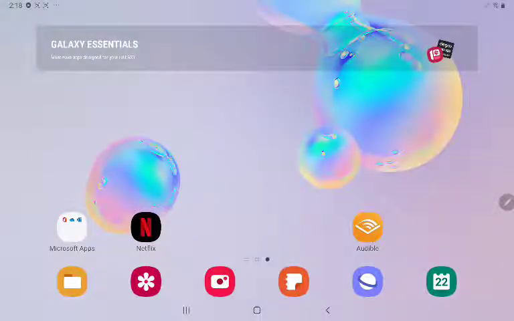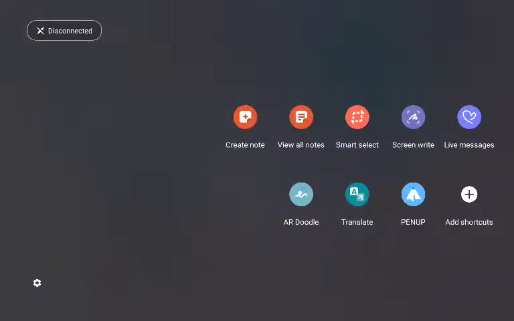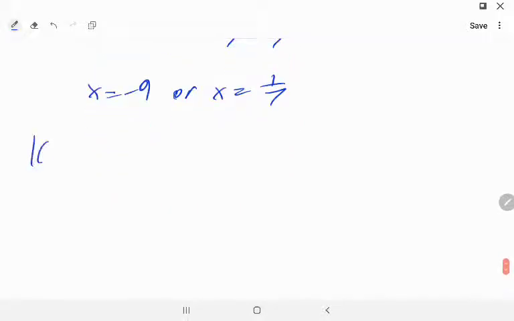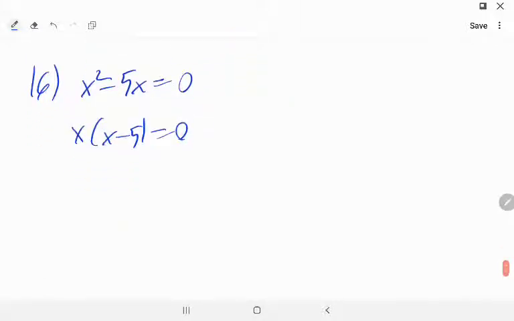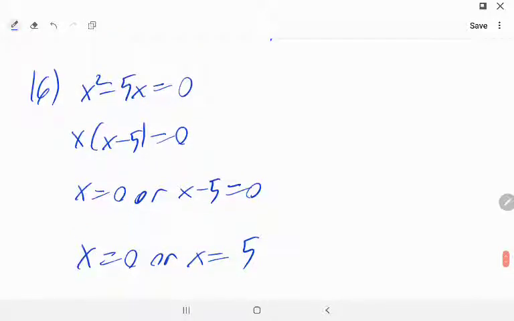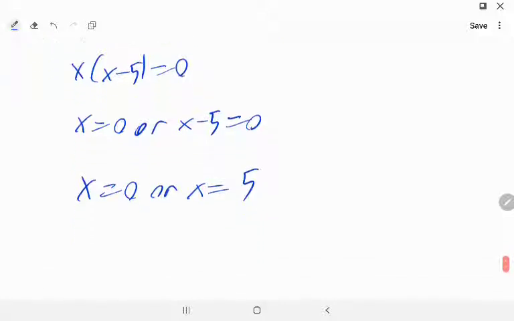16. We've got x squared minus 5x equals 0, so now we have to start factoring them ourselves. So we notice we've got x times the quantity x minus 5 equals 0. So x equals 0, or x minus 5 equals 0, and so we see x equals 0, or x equals 5. And we can always verify. If we plug x equals 0 in, we get 0 squared minus 0 is 0. 5 squared minus 25 is also 0.